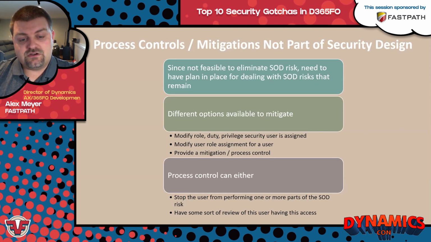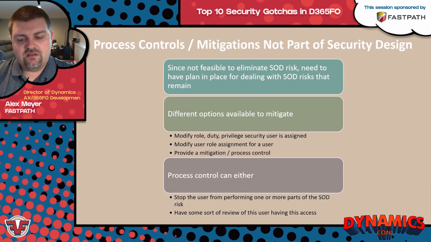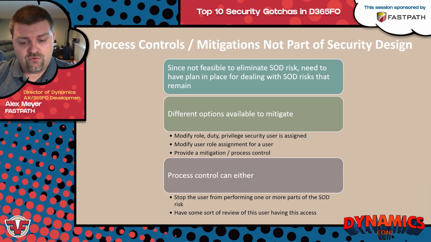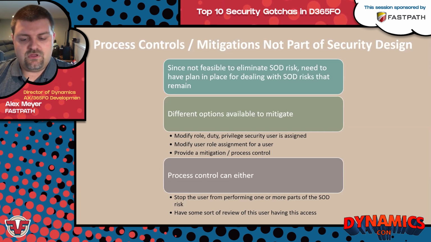Or you may provide a process control or mitigation. So if you can't remove the security from the user, this is where that process control or mitigation comes into play. And in this case, the idea is that the control can either stop the user from performing one or more parts of the SOD risk, or have some sort of review of the user having that access, whether that's manager approval, transaction sampling, things like that. So one of those two options is normally what your process control or mitigation is going to be.